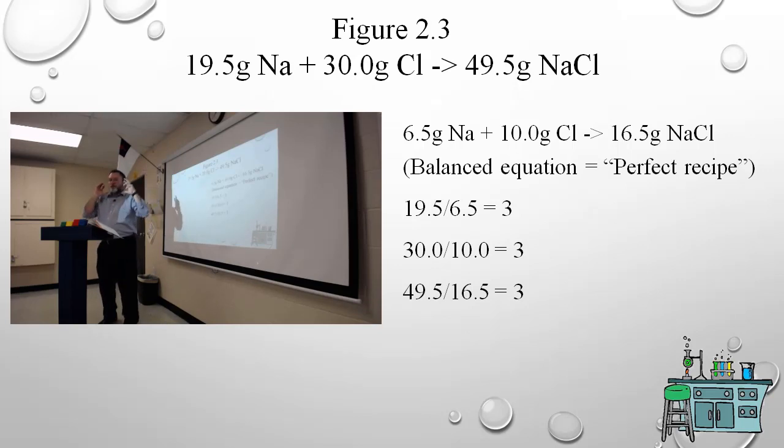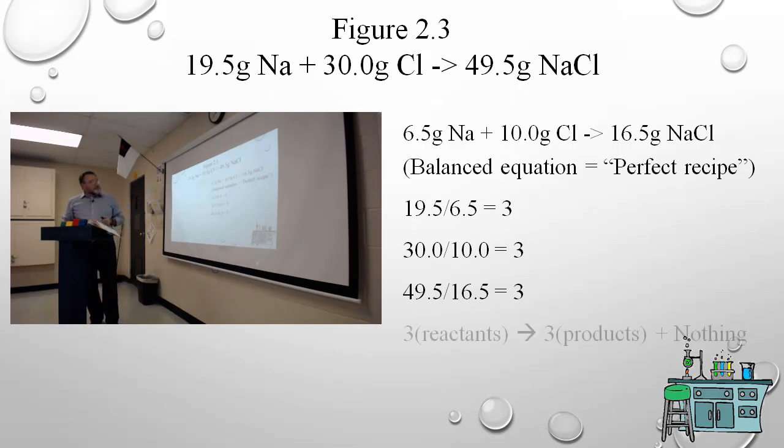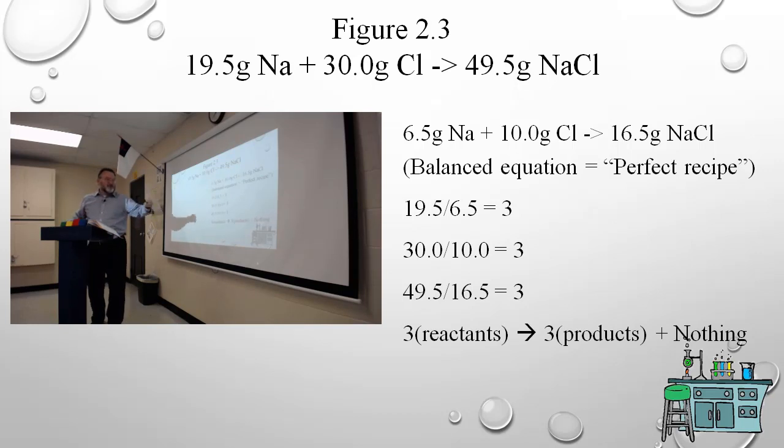If I've got 1 perfect recipe, 1 batch, or 2 batches, or 5 batches, or 10 batches, or 30 batches, or 60 batches, if I've got the perfect ratio of ingredients, it's going to produce my perfect product with nothing left over, which means nothing short. Everybody matches out perfectly to the recipe. So 3 times the reactants produces 3 times the products with nothing left over.